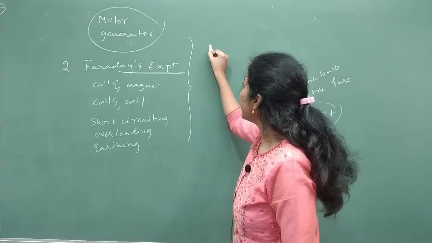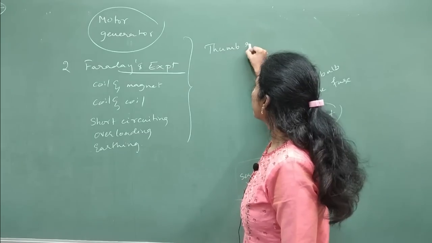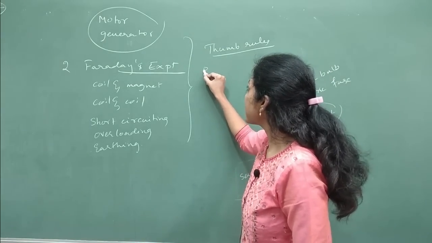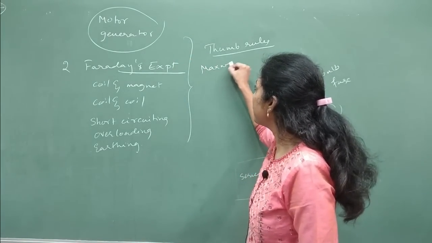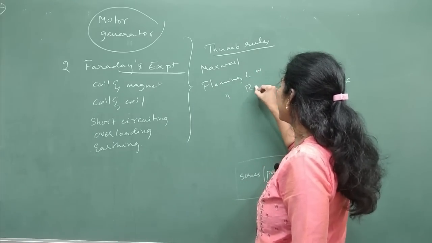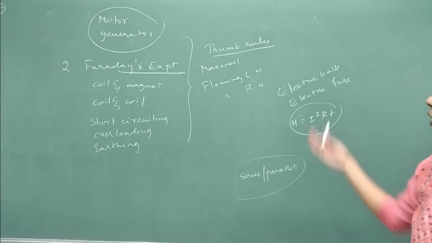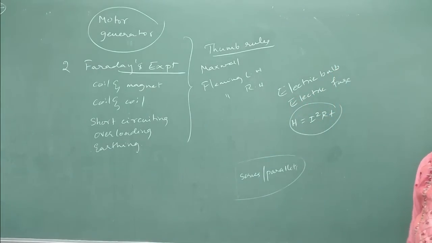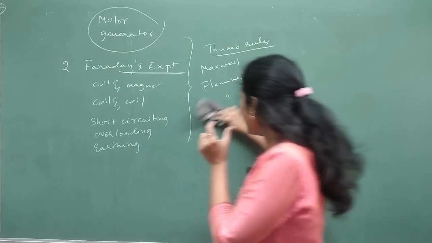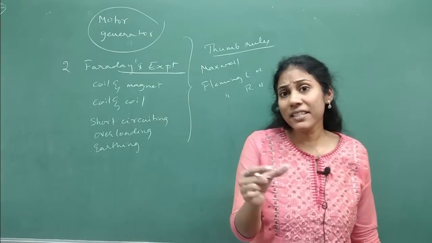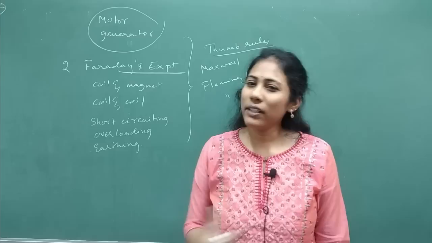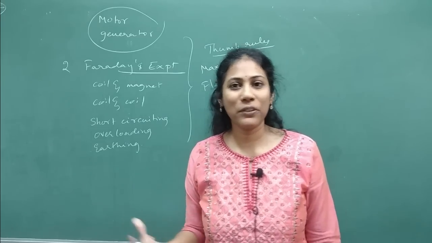And most importantly, thumb rules. You have 3 thumb rules in the chapter, right? One is Maxwell's right hand thumb rule, Fleming's left hand thumb rule, and Fleming's right hand thumb rule. Okay, so all the 3 thumb rules are very, very important. Okay, and conceptual questions also can be asked on what factors the magnetic field in a circular coil depends on. How does the magnetic field appear in a solenoid? Okay, so all these conceptual questions also you can expect from the chapter, guys.